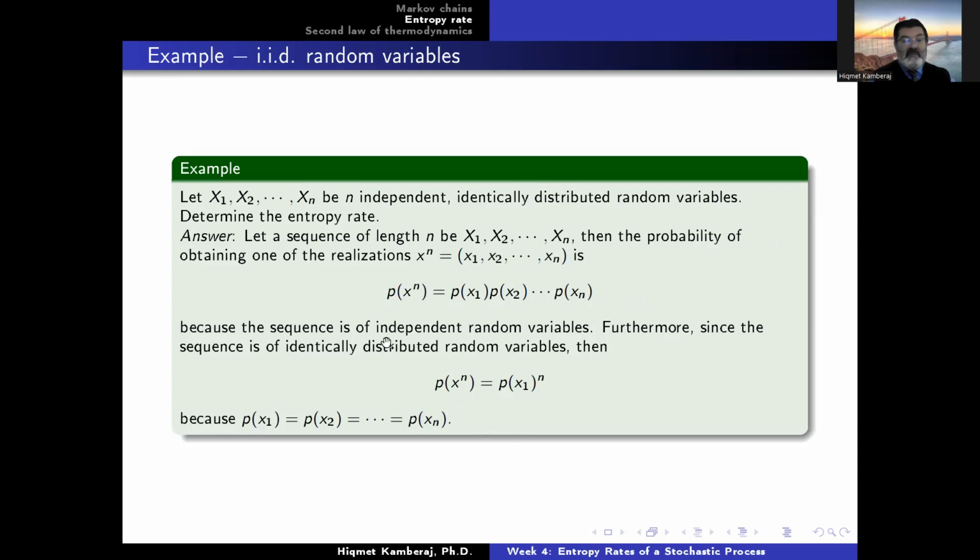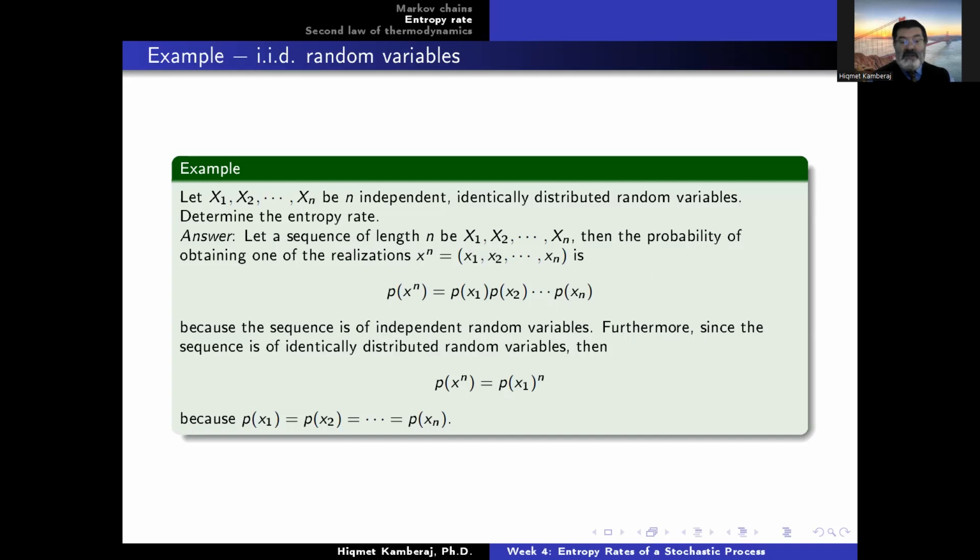Another example is the case of independent, identically distributed random variables. Let's say that I have X1, X2, up to Xn, n IID random variables. Now I want to determine the entropy rate of this. Let's take a sequence of length n, X1, X2, up to Xn. Then the probability of obtaining one realization, let's say x to the power n, which is the sequence little x1, little x2, up to little xn, is equal to p of x^n. Since these are IID, it is simply the product of marginals with respect to X1, X2, up to Xn.